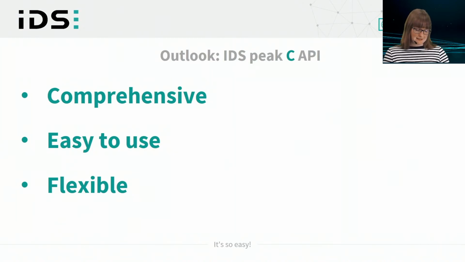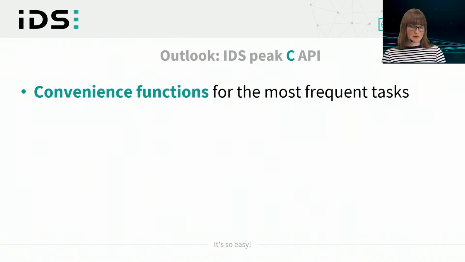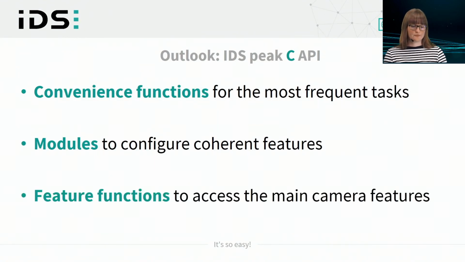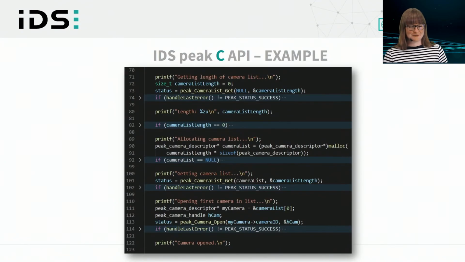How did we realize this API? Well, there will be convenience functions for the most frequent tasks, like, for example, opening the first available camera. Also, there will be modules to configure features you need very often, like, for example, trigger modules. And there will be feature functions to access the main camera features. How will that look like? I can give you a short outlook.